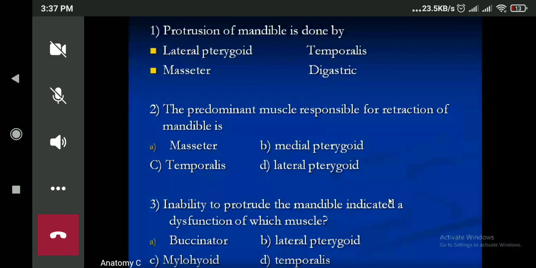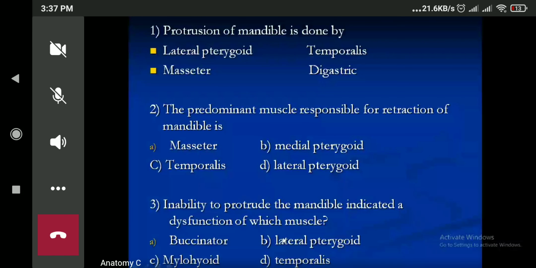Most of the fibers of the masseter will also cause retraction. So the only answer is lateral pterygoid. Digastric cannot be it. Now, retraction of the mandible: I'm just talking about the predominant muscle which is responsible for the retraction of the mandible. Which one is the answer? Temporalis. Good. Now, inability to protrude the mandible indicates dysfunction of which muscle? Lateral pterygoid. So this is the answer, lateral pterygoid.